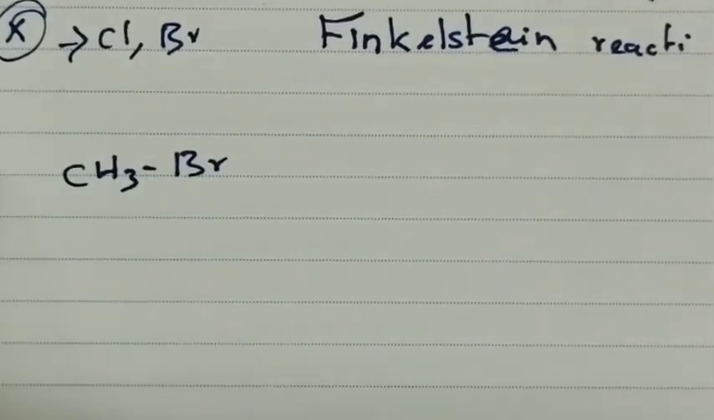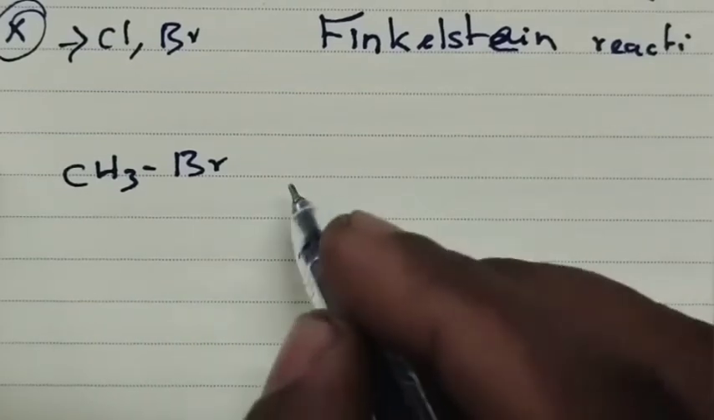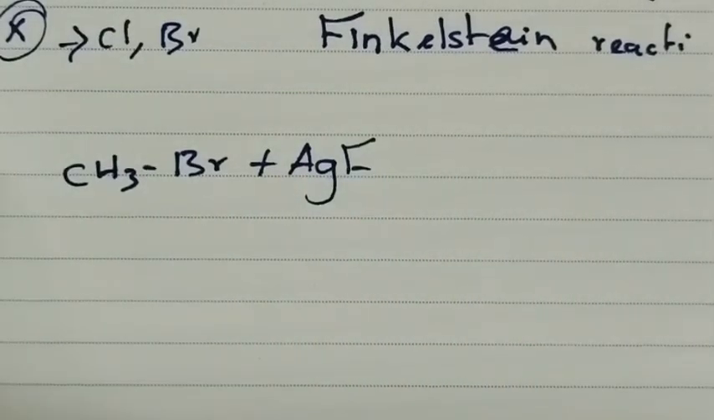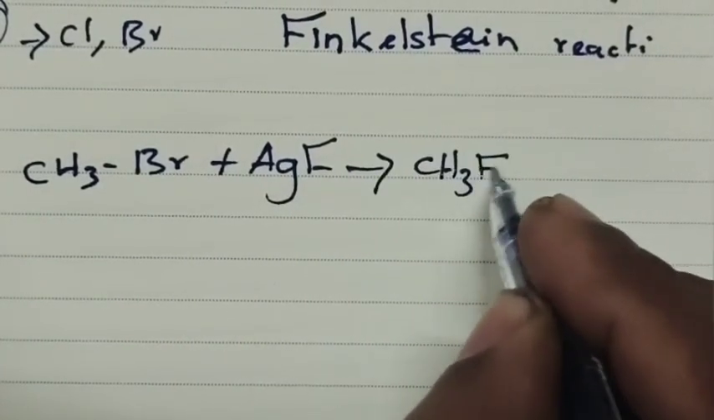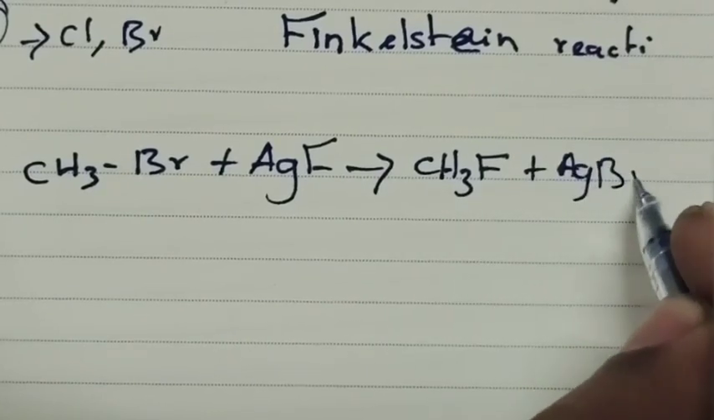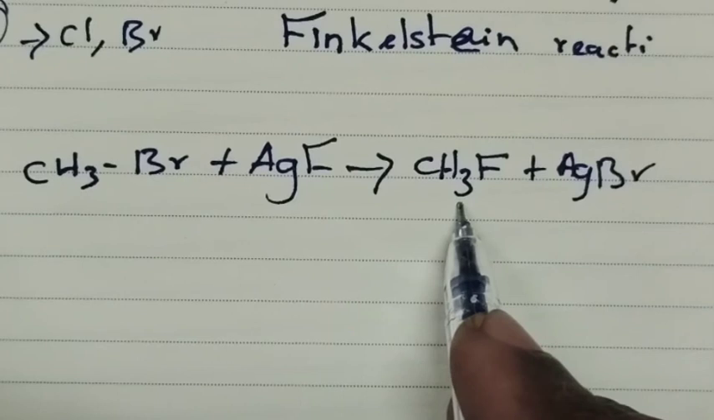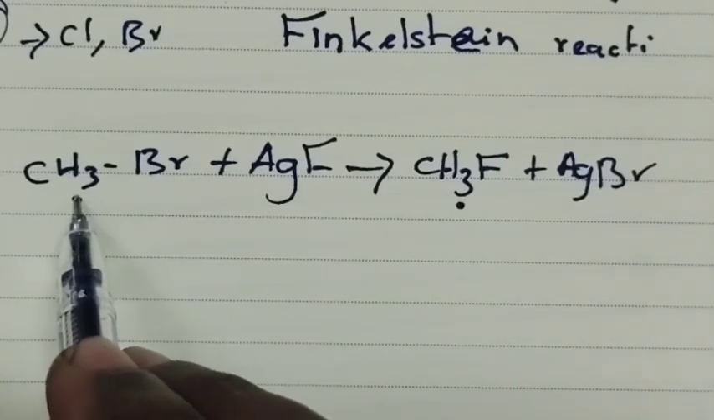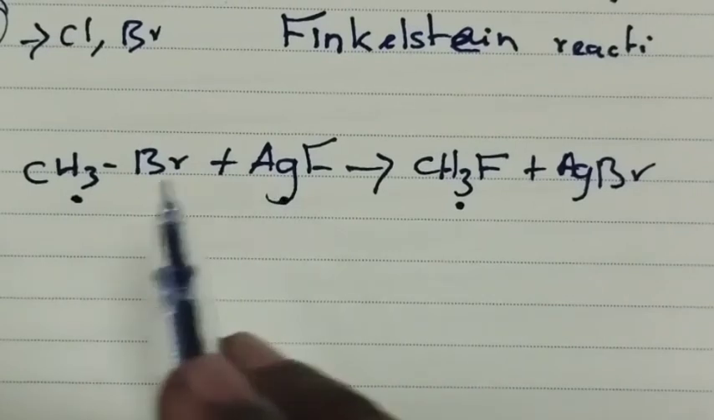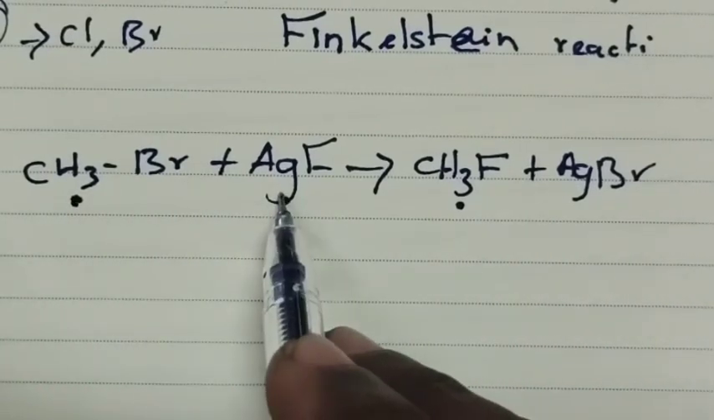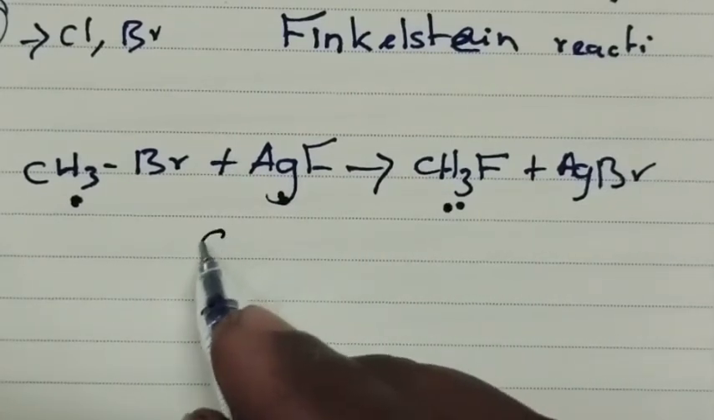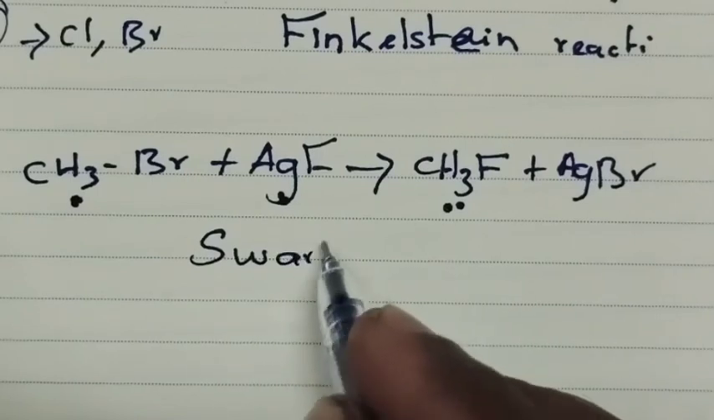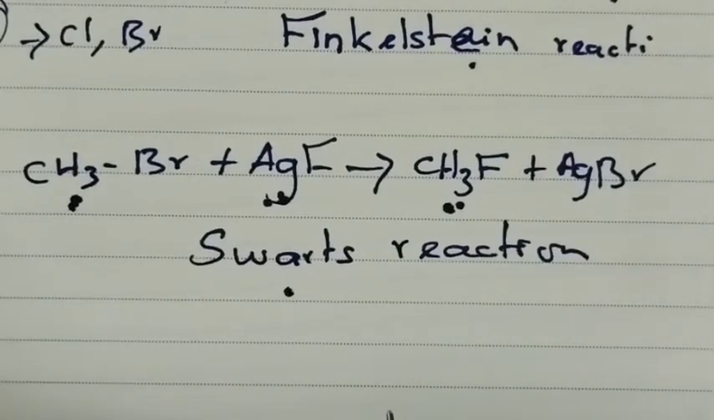Similarly, alkyl fluorides are prepared when an alkyl bromide or chloride, like CH3Br, is treated with silver fluoride. We are getting CH3F plus AgBr. So alkyl fluorides are prepared by treating alkyl halide with silver fluoride. Treating either chloride or bromide with silver fluoride, we are getting alkyl fluoride. This method is called Swarts reaction, S-W-A-R-T-S. That's all about the methods of preparation of alkyl halides.